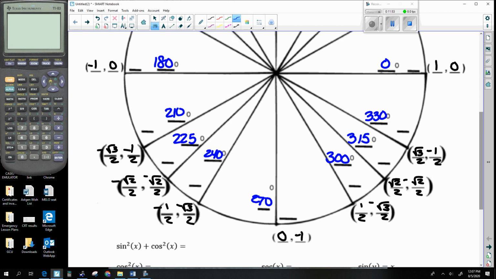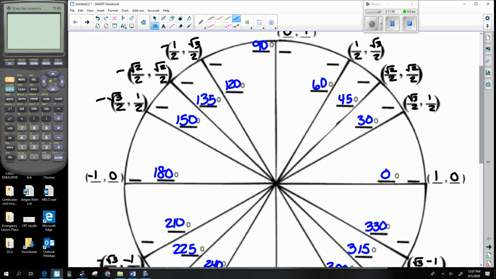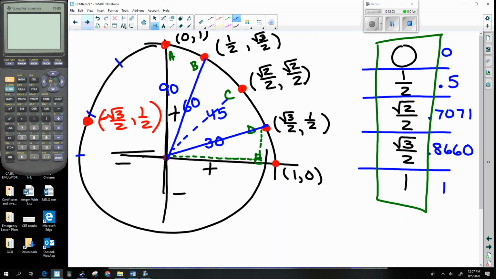Ta-da. Okay, last but not least, as far as the unit circle is concerned, is the radians themselves. And so let's go back to our picture here.